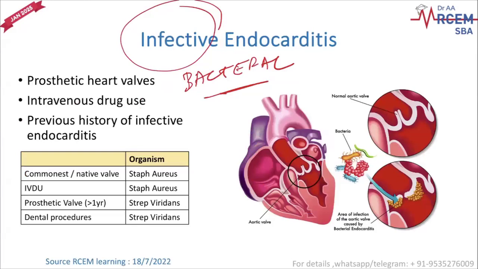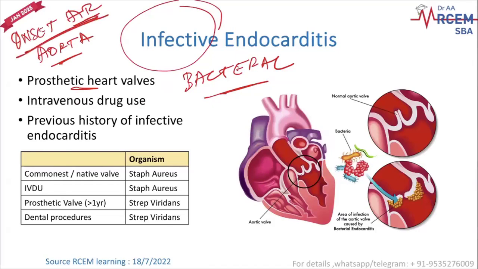It is more commonly seen if the patient has a prosthetic valve. Most commonly the involved valve is the aortic valve. Because the aortic valve is involved, you can see aortic regurgitation in this patient. So if a new onset murmur is present in a patient, then you need to consider infective endocarditis as one of the differential diagnoses. Another factor is an IV drug abuser.